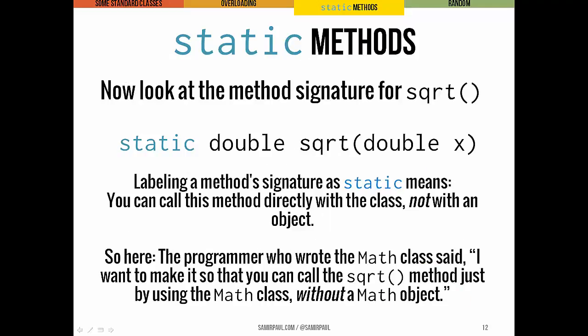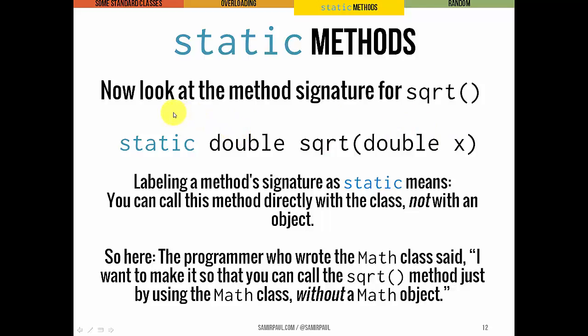So if we go on and take a look at the method signature for the square root method, now remember this is from the Math class, there's a reserved word here that looks unfamiliar. It's the static reserved word. The rest of this looks similar to stuff we've seen before. The square root method takes a double as an input and it returns a double as an output.